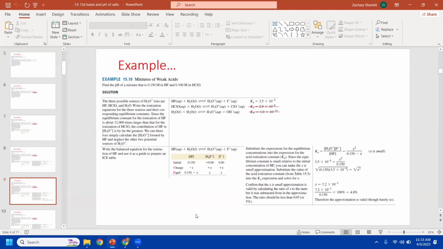And what is the pH of this solution? How do we find that? Use your calculator. Punch it in.